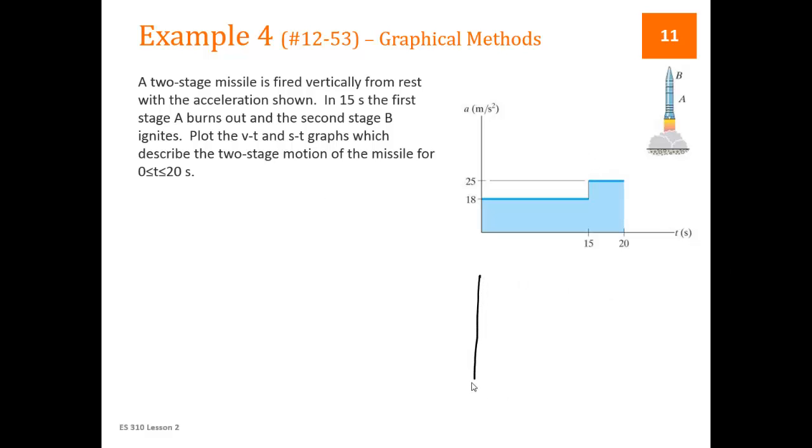I'll draw it right underneath here. v versus t. Something's going to change at 15. So I've got a dotted line there, and we're done at 20. So there's the 20 line. That's 15, and this is 20. So what do we got?